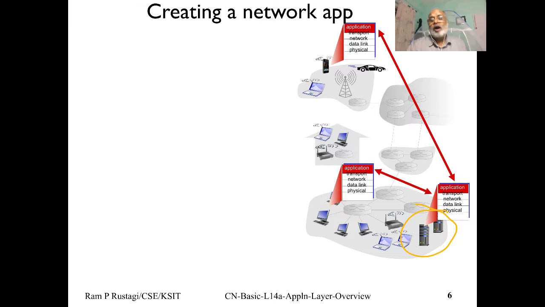So let's look at how this really happens. My client directly talks to the server, using the routers in between. They just carry the packet. All these routers look at the packet only up to the network layer and transport layer; the application layer, my whole network is agnostic to that.